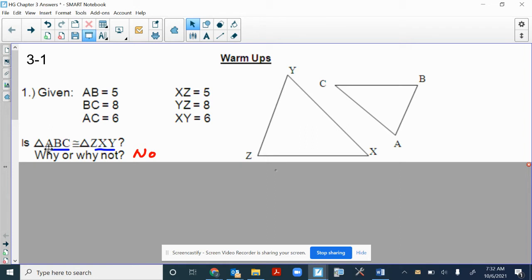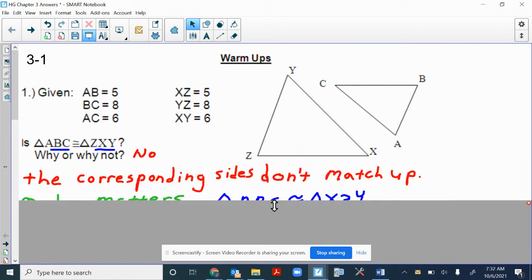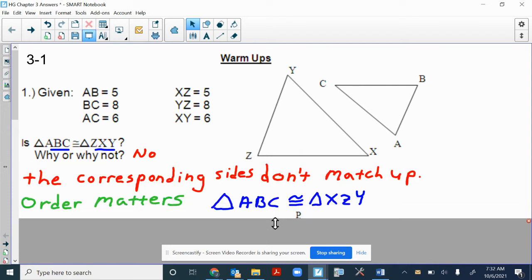So in other words, the first two letters are AB in the first triangle and ZX in the second. So we have to know AB is congruent to ZX, which it is. But then if you look at BC and XY, because those are the second and third letters, BC is 8 and XY is 6. So that means it is not congruent in the way that it's written. So the reason is that corresponding sides do not match up. So order matters when you are naming triangles congruent.